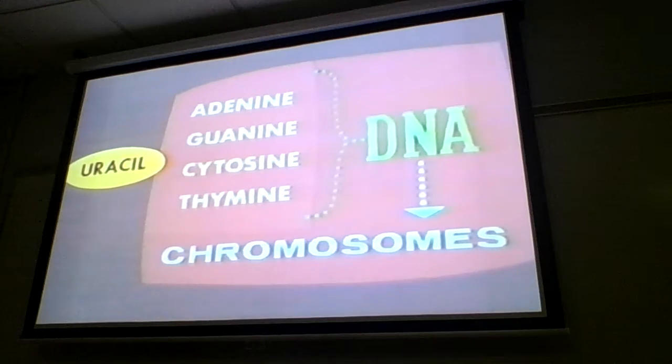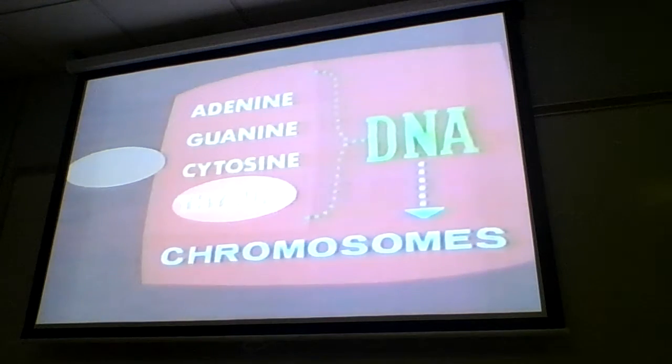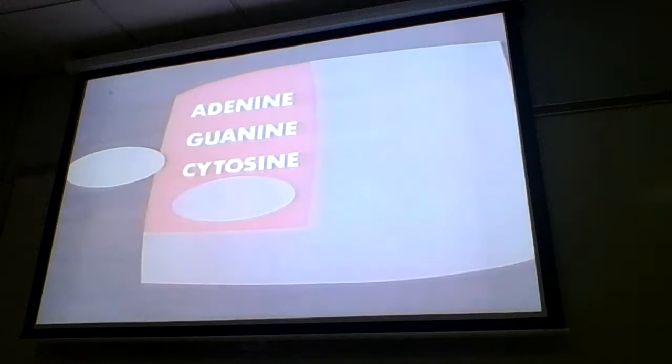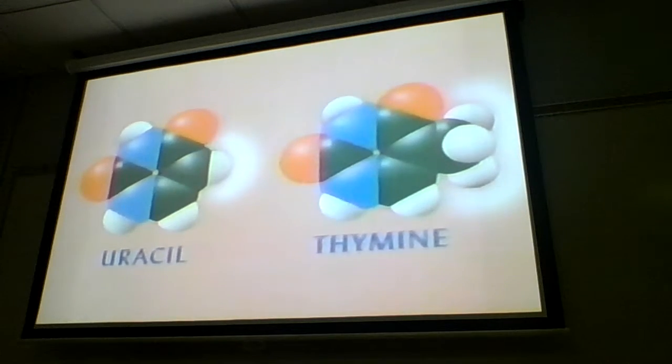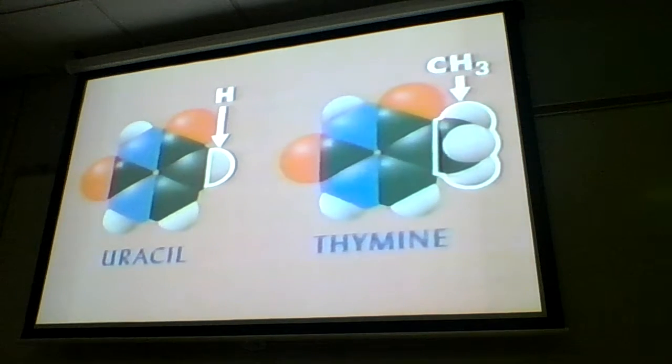Biochemists have shown that uracil is the substance from which thymine is formed. Without uracil, thymine will not form, preventing the synthesis of DNA, which in turn prevents the formation of the chromosome. When we examine the molecular structures of uracil and thymine, we find that there is but one position in which these structures differ. To convert uracil into thymine, a hydrogen atom here must be replaced by a methyl group such as this.